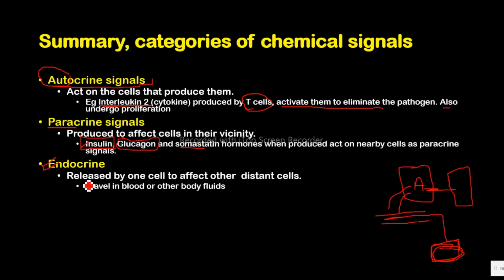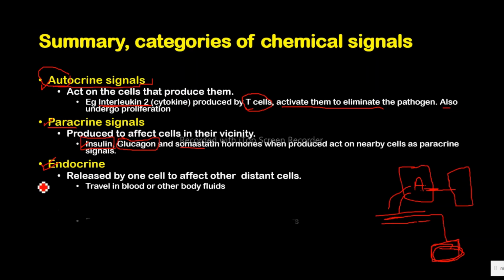Even when we are studying, we dwell on the endocrine system. Why the endocrine system? Because it is the one that is known most. It is the one that has been studied. Little is known as far as paracrine signaling and autocrine signaling are concerned. So that's why we dwell more on endocrine signaling.